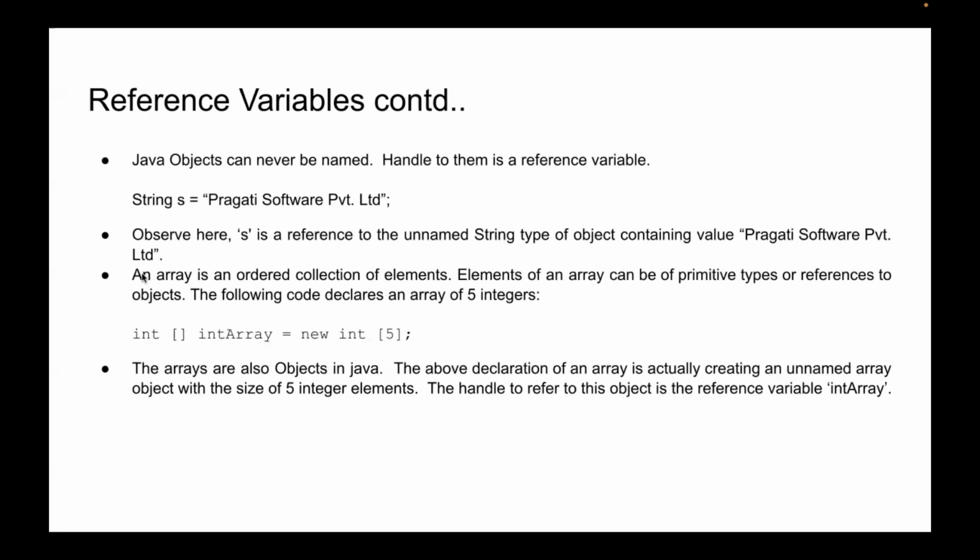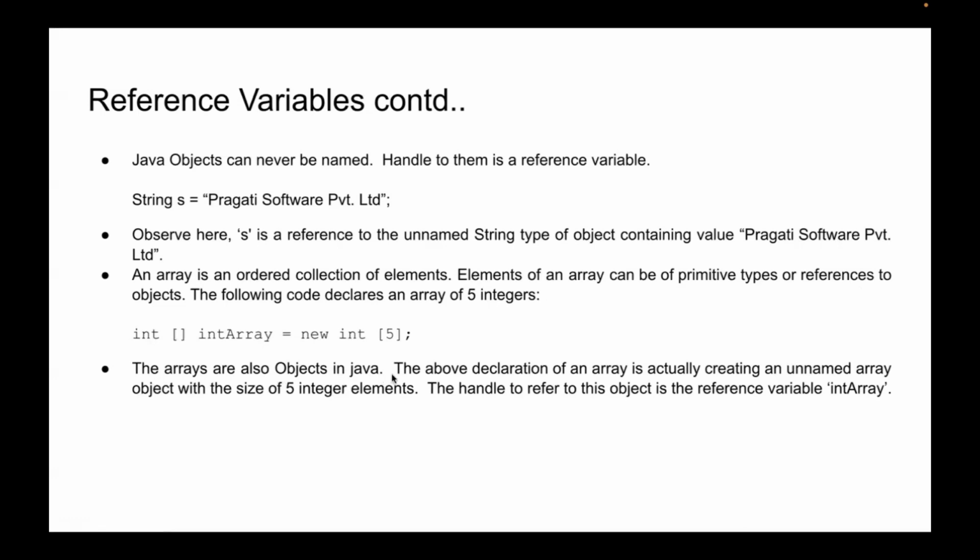So what is basically an array? An array is an ordered collection of elements. What is an ordered collection? Ordered collection means it uses indexes, and indexes vary in increasing order. Elements of an array can be of primitive type or references to objects. We have seen how we create arrays of primitive types, meaning integer, float, double, char, boolean. You can create these arrays, right?